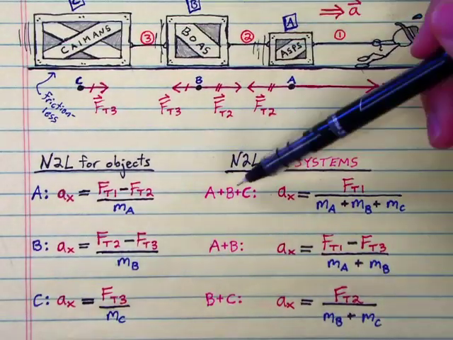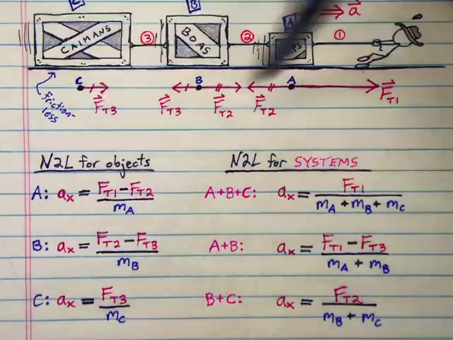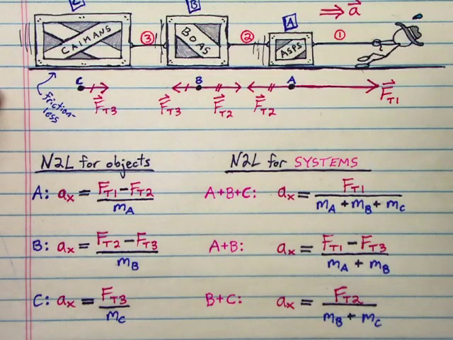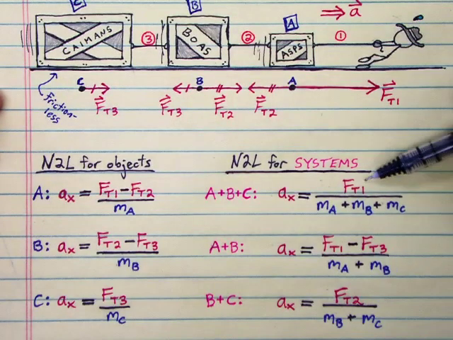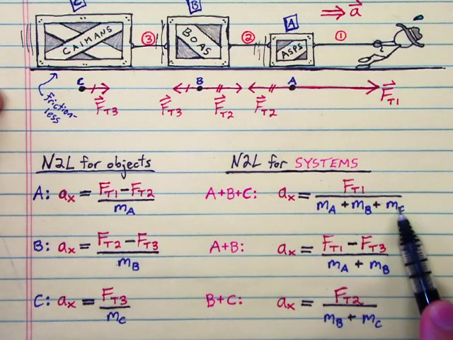Okay, for A plus B plus C, if that's our system, then the only external force is tension 1 here, pulling all three of those to the right. So there's the only external force, divided by the total mass of that system.